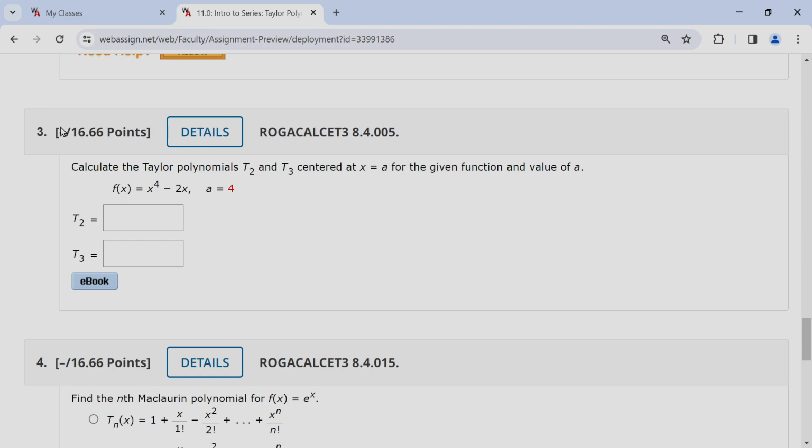So how do you do T2? Original function, first derivative, second derivative. Evaluate all of them at a equals 4. Divide each of them by n factorial, where n is the number of derivatives. 2 derivatives divided by 2 factorial. 3 derivatives divided by 3 factorial. Well, I guess you didn't do 3 derivatives there. 1 derivative divided by 1 factorial. Remember, 0 factorial is 1 by convention.